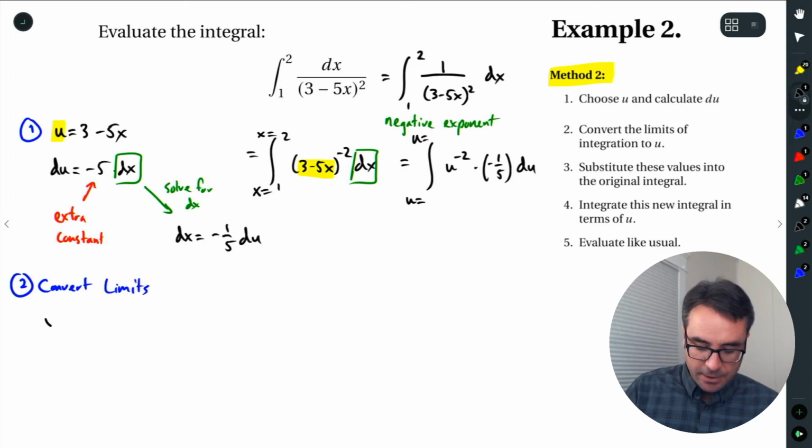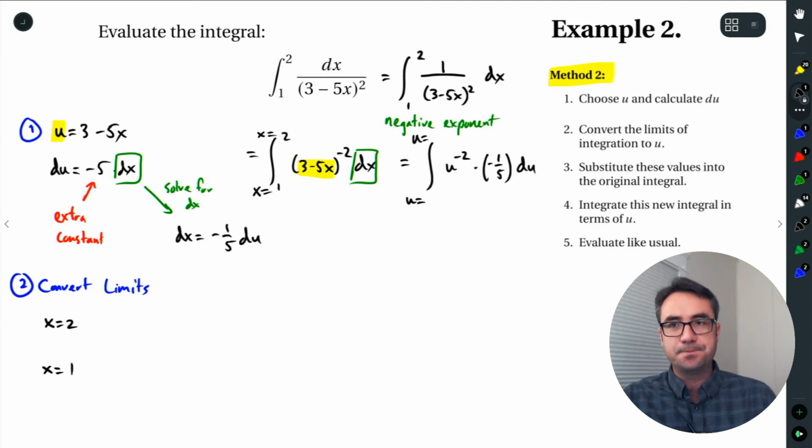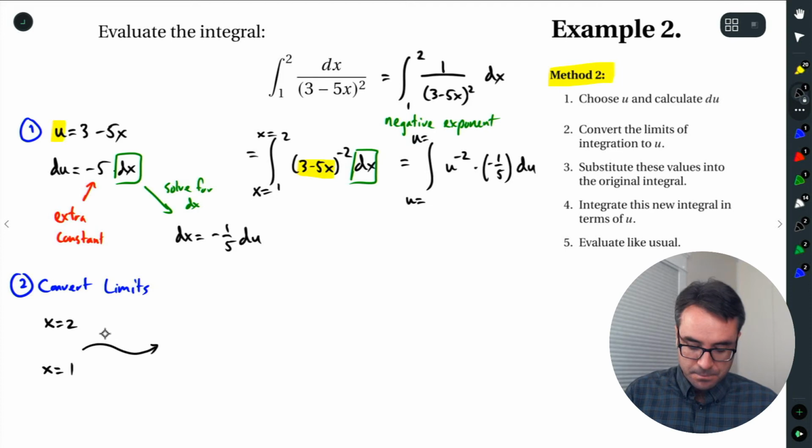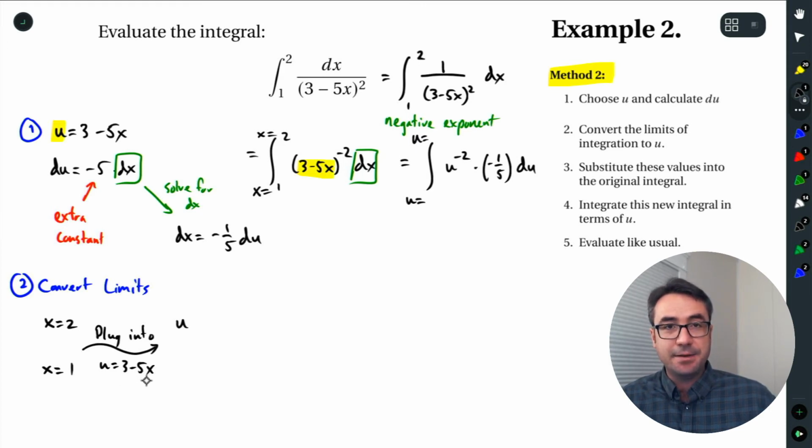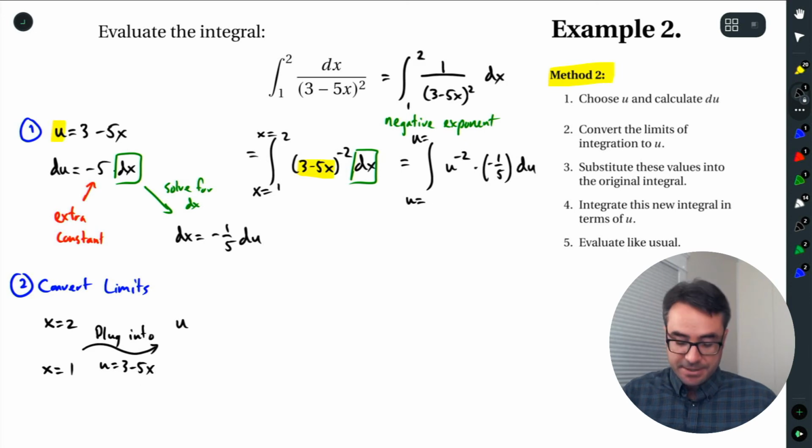So let's write down our original limits, x equals 1 and x equals 2. And what we're going to do is plug both of these into our expression for u, u equals 3 minus 5x. When we plug 2 in, we get 3 minus 5 times 2, so 3 minus 10. And 3 minus 10 is negative 7.